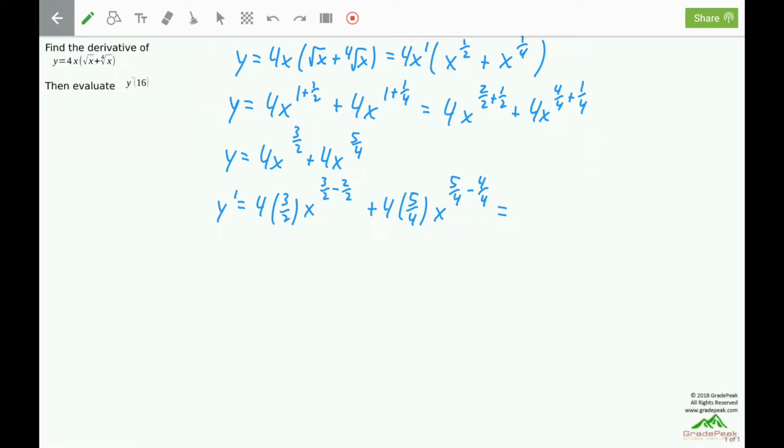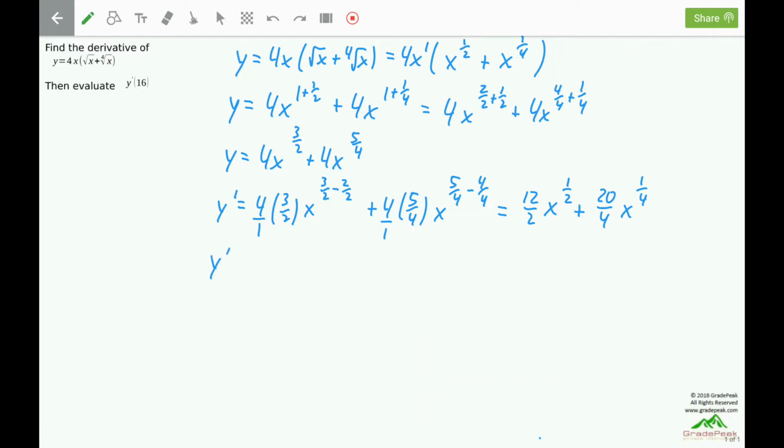Now we can simplify this a little bit. The 4 can be thought of as 4 over 1. 4 times 3 is 12 over 1 times 2 is 2, 12 over 2, x raised to the 3 minus 2, which is 1 over 2. Plus, we can think of that 4 as 4 over 1. 4 times 5 is 20 over 1 times 4, which is 4, x to the 5 minus 4, which is 1 over 4.